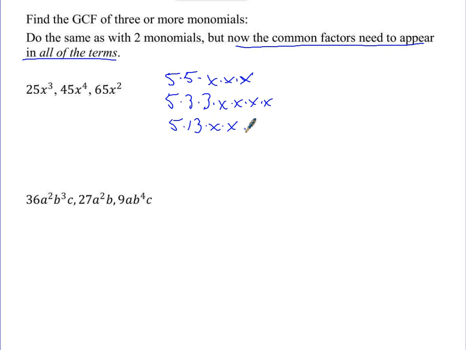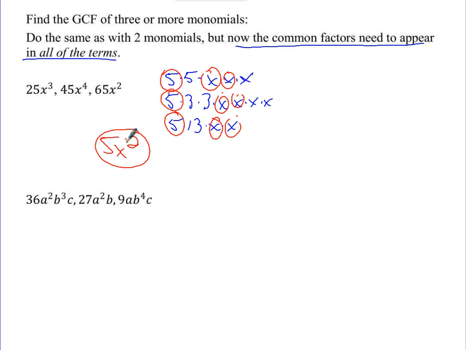And now we're looking for factors that appear in all 3. The 5 definitely does. This 5 does not. X? Yes. The next x? Yes. The next x? No. So that's it, which means my GCF here is 5x squared. Very good. Go ahead and do the last one.